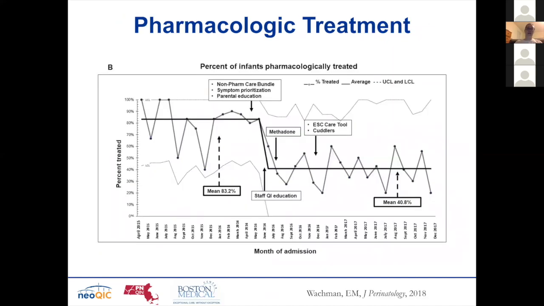And we were able to replicate Dr. Grossman's results at our institution, Boston Medical Center, with this non-pharm care bundle, which did include ESC as well, which you can see was implemented actually 6 months after the rest of our approach. So it really is a package approach, and ESC alone did not result in these improvements. It was our whole change in culture.